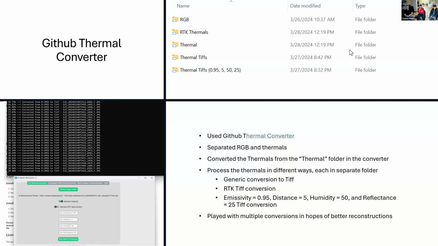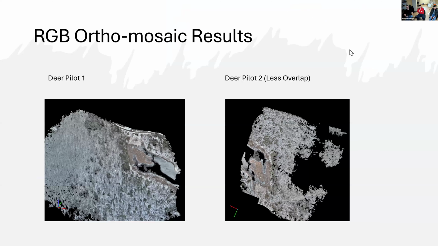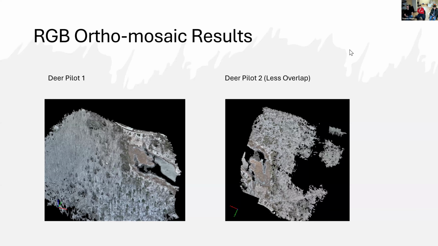Great. So with that, you can see on the top that I separated the files out into RTK thermals, thermal disk and all that, and then put the emissivity. I tried playing around with multiple conversion types to see if it would get a better reconstruction. And so this is for GeoPilot 1 of just the RGB.